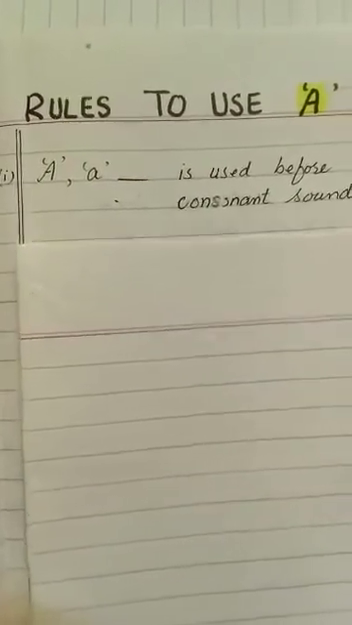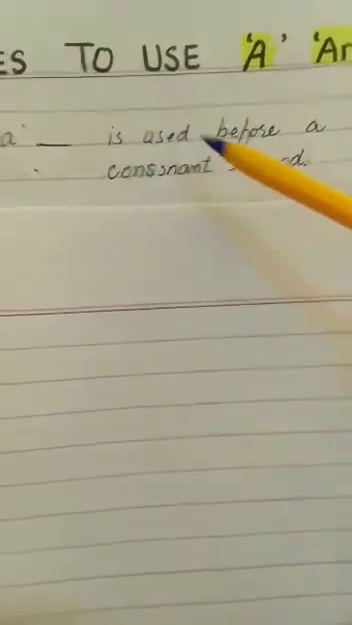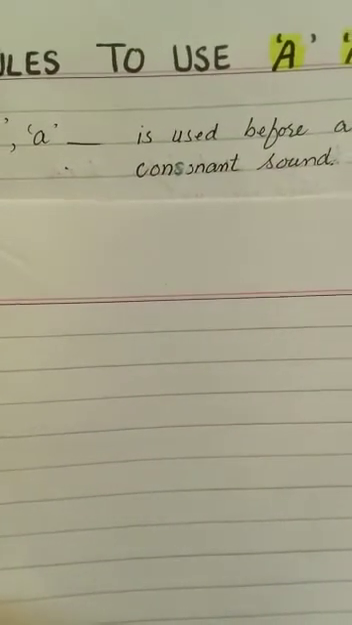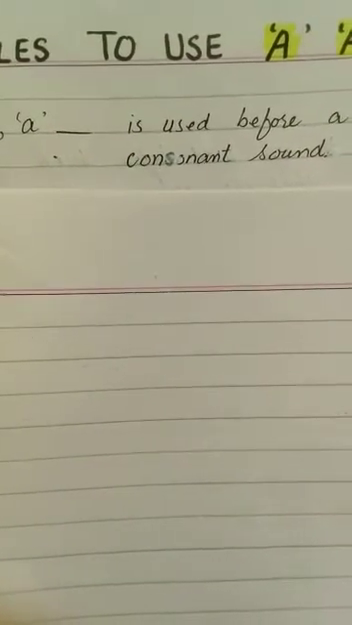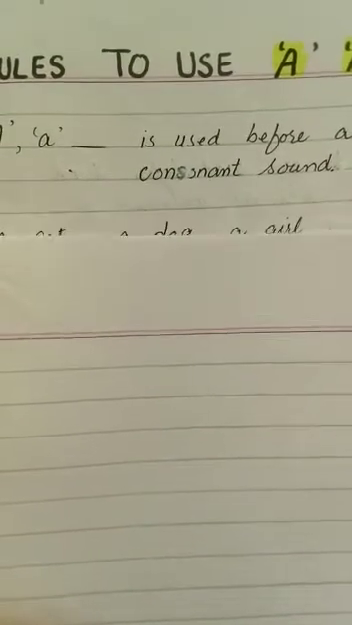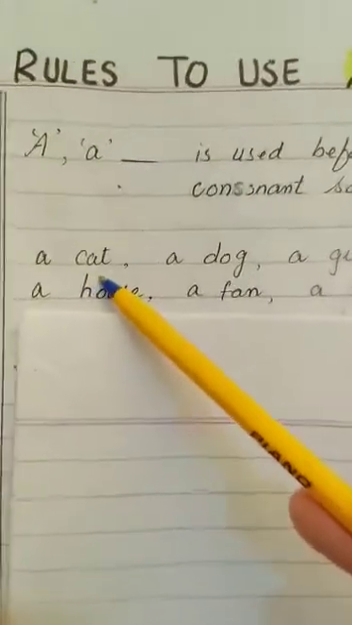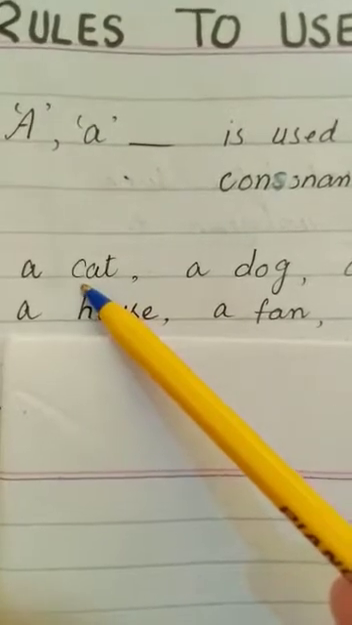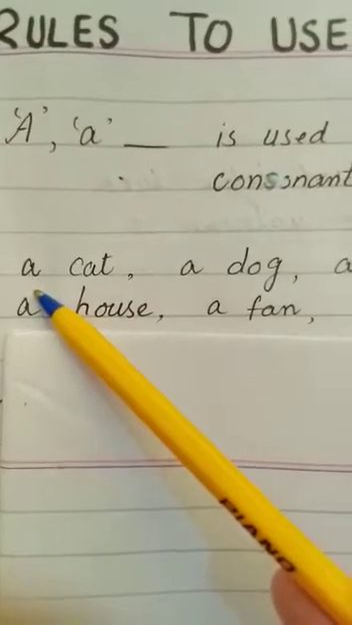Rule number 1 is: a is used before a consonant sound. Dear students, if you remember, in my last lecture I taught you about consonant sound and vowel sound. And now see what are consonant sounds. Examples are here. A cat. Cat is a noun and it is starting with C and C is producing consonant sound. That's why I put article a, not an.